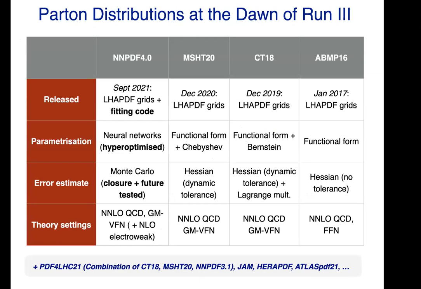So what is the situation of PDFs now that Run 3 is starting? There are several groups that provide regular updates of their PDFs. The group that I'm involved in, NNPDF, released in September last year the latest version, NNPDF4.0. And this was a significant update of our PDF analysis, especially because we released not only the grids themselves, but also the full-fledged fitting code as an open source Python framework. So anyone in principle can take our fitting code and produce their own set of PDF analysis. And as I will explain, we use some interesting machine learning techniques which aim to reduce any human bias or model dependence. Other groups such as MSHT, CT18, and ABMP also release regular updates of the analysis.